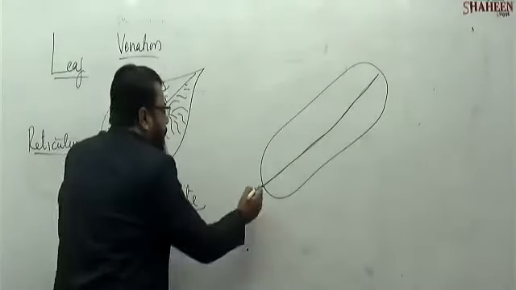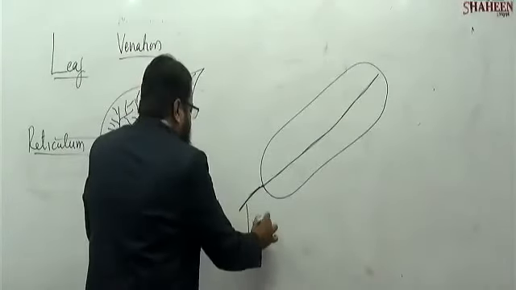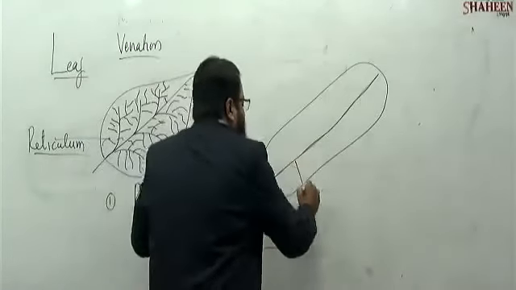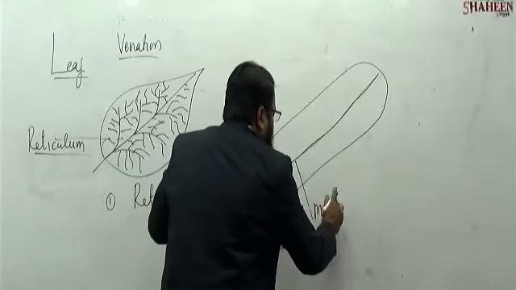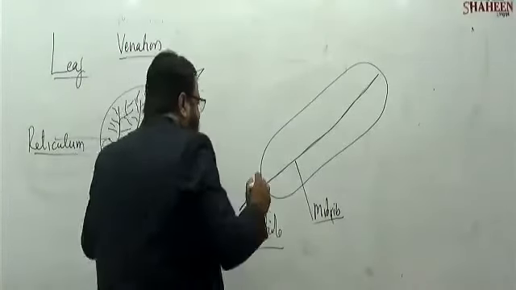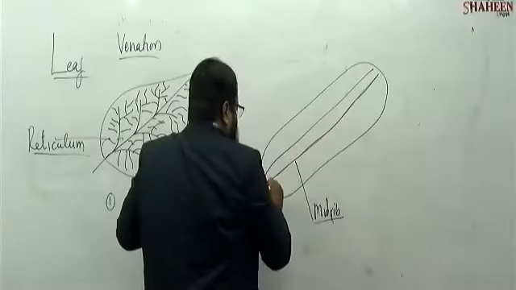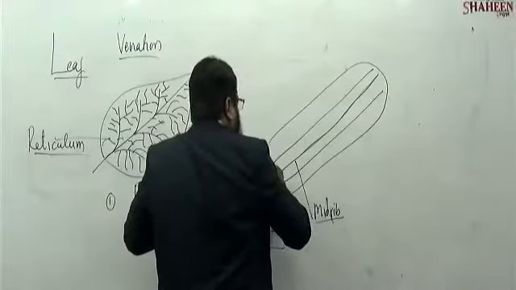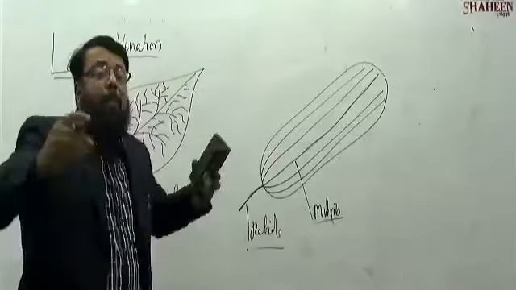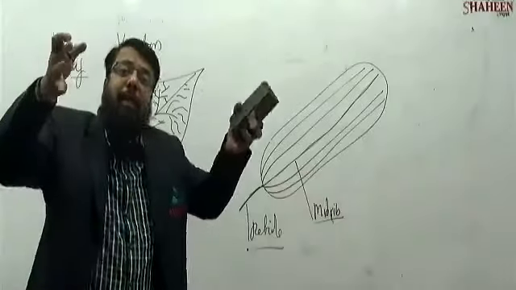This is petiole. This is petiole. This is midrib. Okay. Another midrib, another one. How many midribs are there? Many midribs are there, or many veins are there. Many prominent veins are there.